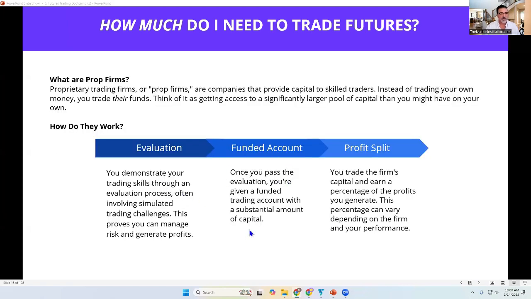So once your account is funded, you'll get another simulated account, where you start making money on the trades that you make. And then the third level is you get a profit split. You trade the firm's capital and earn a percentage of the profits you generate. This percentage can vary depending on the firm and your performance.